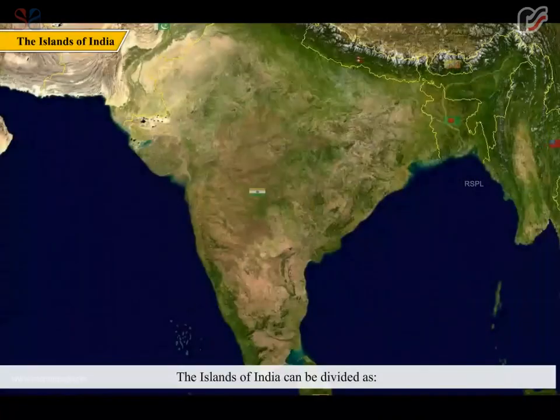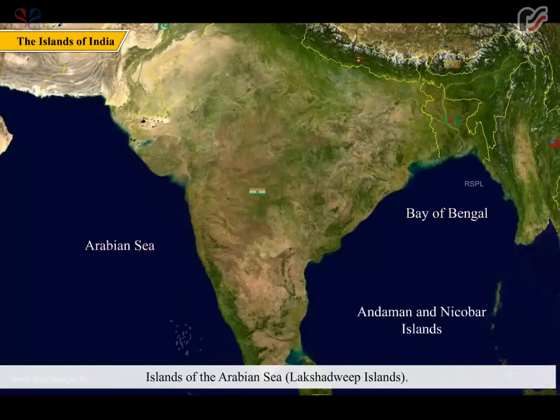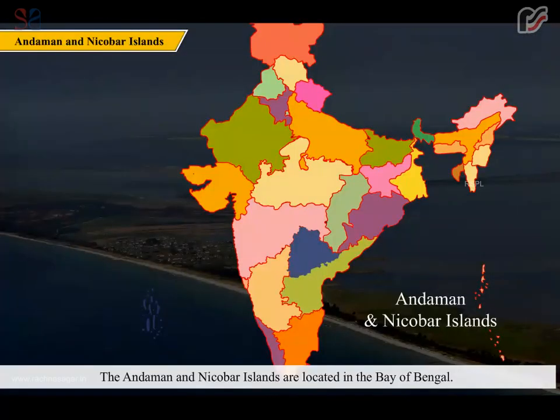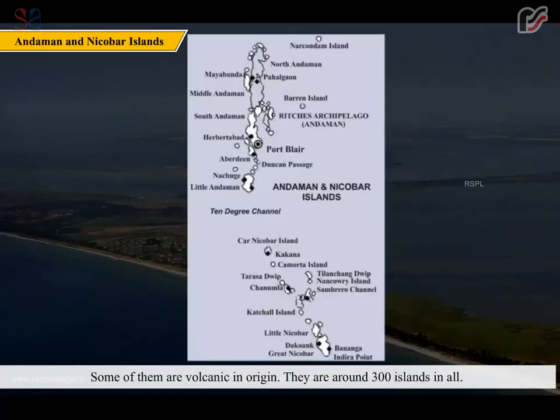The islands of India can be divided as islands of the Bay of Bengal, the Andaman and Nicobar Islands, and islands of the Arabian Sea, the Lakshadweep Islands. The Andaman and Nicobar Islands are located in the Bay of Bengal. These islands are believed to be the extensions of the mountain system of the northeastern part of the country. Some of them are volcanic in origin. There are around 300 islands in all.